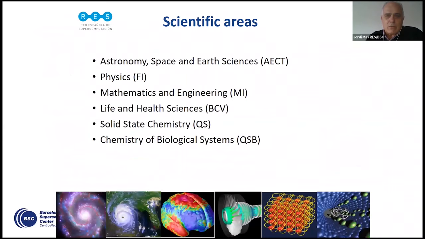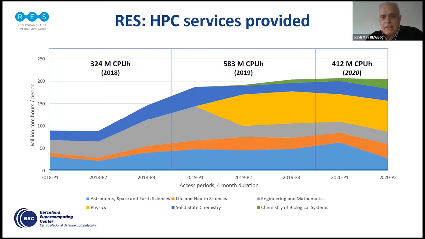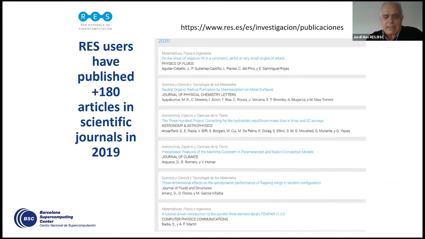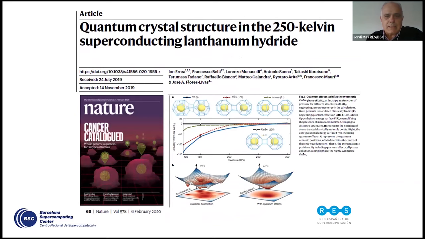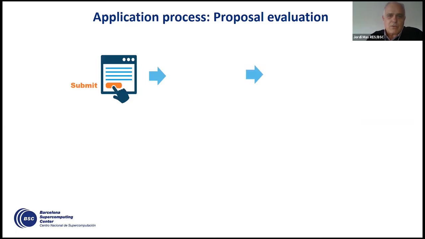These are the scientific areas we have divided up to now, the calls and the projects we are running. This is a view of the amount of hours allocated to the projects. It's nearly around 600 million a year, divided into these different disciplines. We run, as I said, 3 periods, 3 calls in 1 year. We have a list if you want to look at the main papers on the website. There is information about some of our users publishing in Nature, in Science, and in many, many different journals all over.